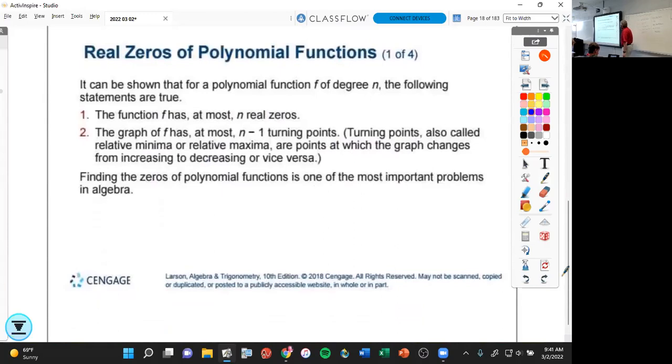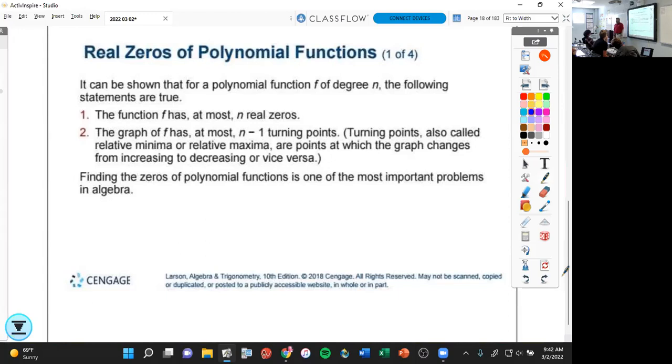Zeros. It can be shown that for all polynomial functions f of degree n, the following statements are true. If the degree is n, it will have at most n real zeros. Number 2, y'all kind of got onto this a little bit. The graph will have at most n minus 1 turning points. Who said something about turning points? Several of you. Okay.